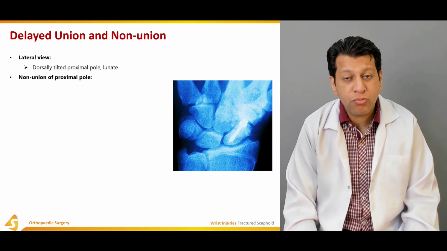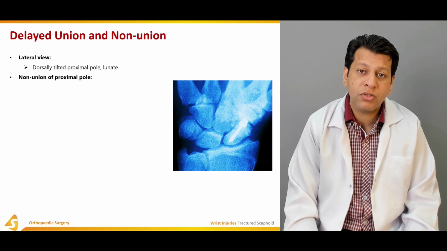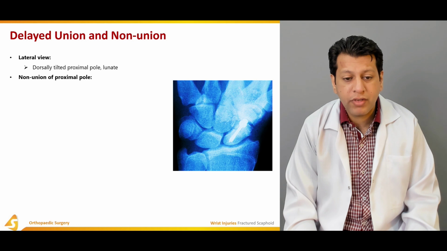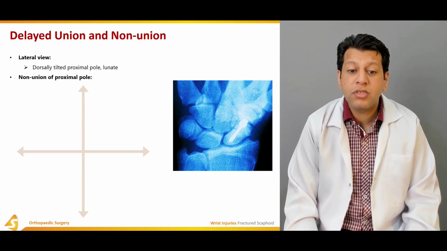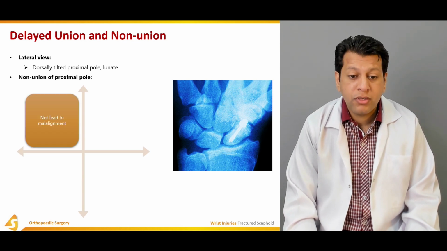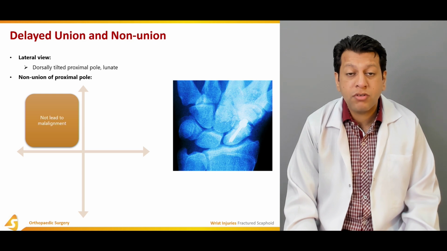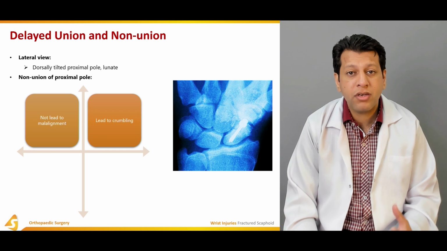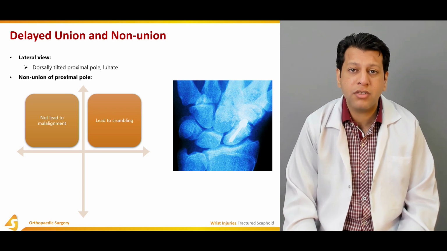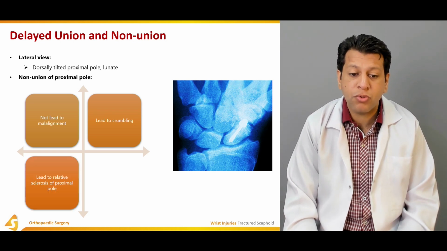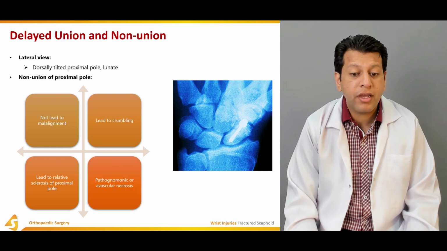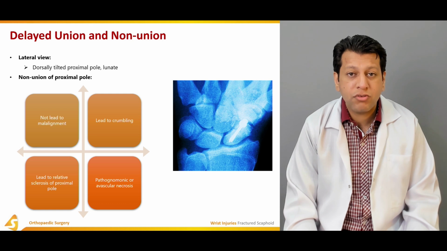That is both the supination and pronation oblique views, lateral views, as well as the PA view with ulnar-sided deviation. So what happens when there is a non-union of the proximal pole? This may not lead to malalignment, but the problem is usually AVN happens and it results in a dissolution, a crumbling of the proximal pole. This leads to relative sclerosis of the proximal pole and pathognomonic avascular necrosis.